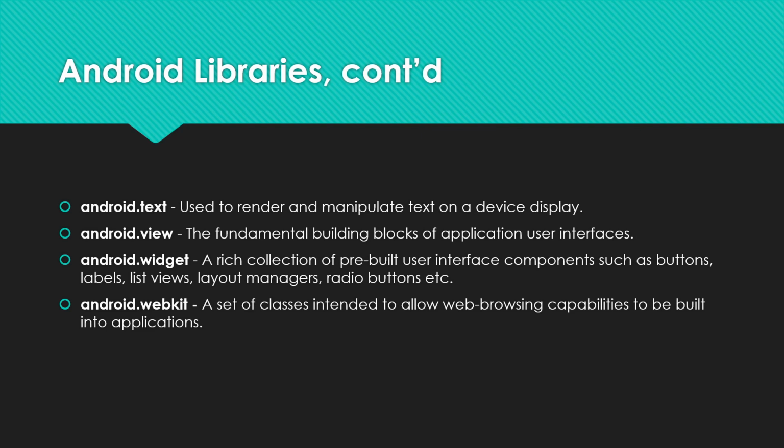And then another library is the Android widget library. So this is a rich collection of added views, the building blocks of the layers. And the Android widgets are those buttons, labels, list views. The view is the way you set it up. Okay? So these three are very important.